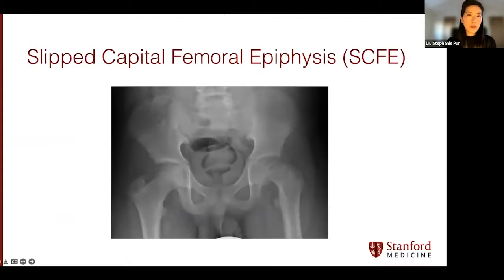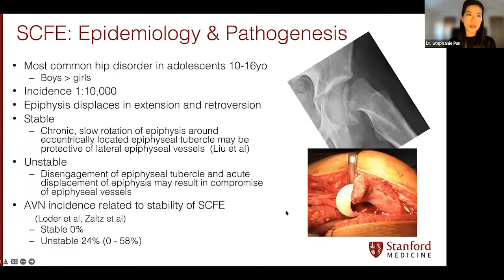So now we will move on to slipped capital femoral epiphysis, or SCFE. SCFE is actually the most common hip disorder in adolescents 10 to 16 years of age. It tends to affect boys more commonly than girls. The incidence is about 1 in 10,000 adolescents.